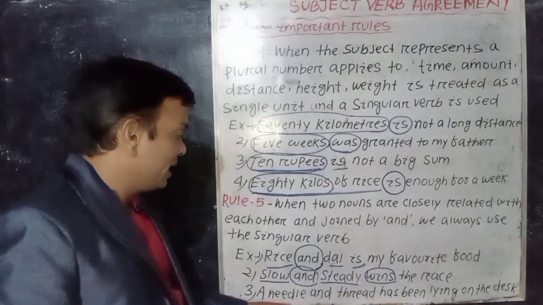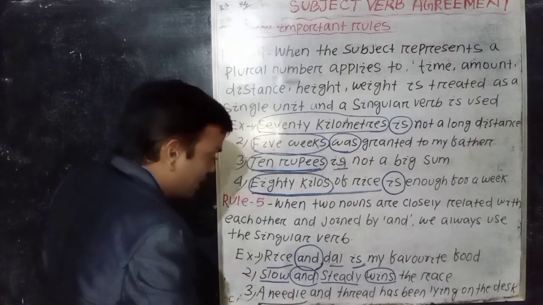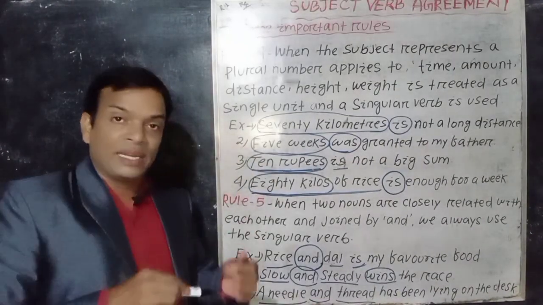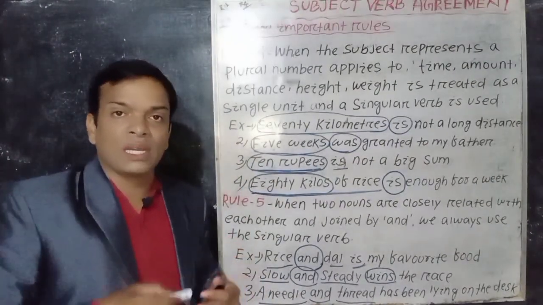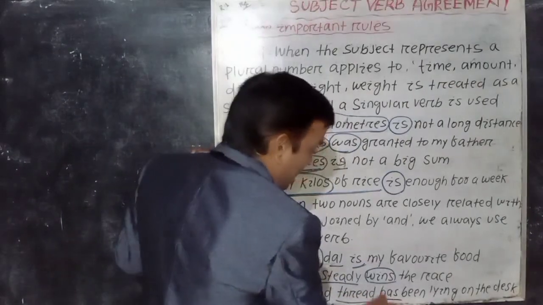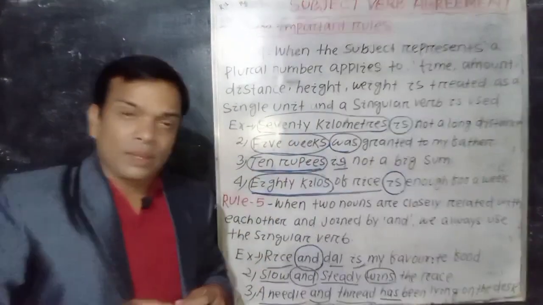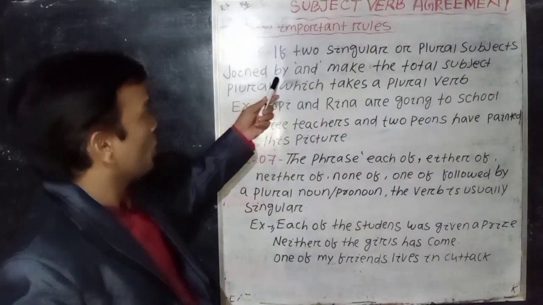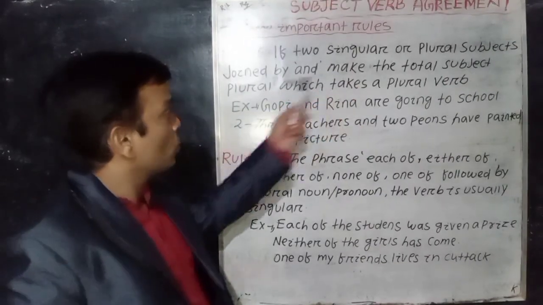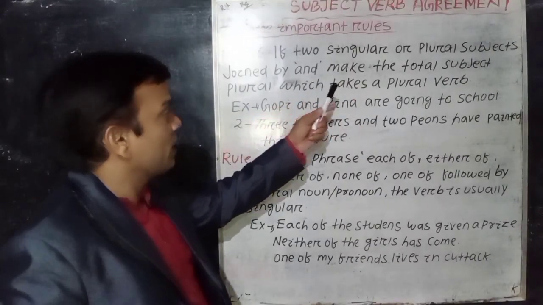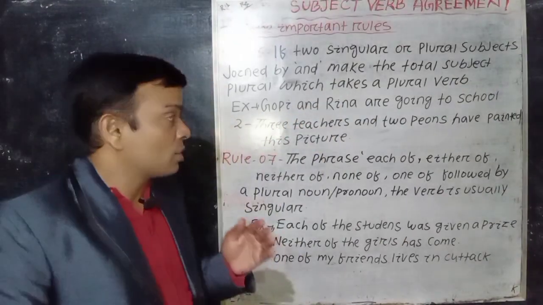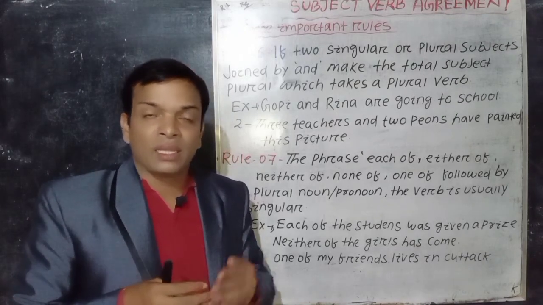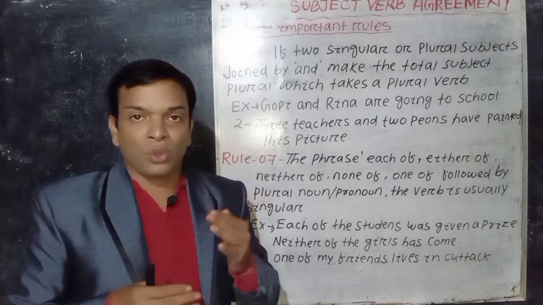Next example, a needle and thread. See, a needle is a noun and a thread is another noun, and they are joined by and. A needle and thread are closely related with each other, so they take the singular verb has. Then see rule 6, if two singular or plural subjects joined by and make the total subject plural, it takes a plural verb. Just before, I have already told you, when two nouns are closely related with each other and joined by and, then we treat them as a single unit and use a singular verb.